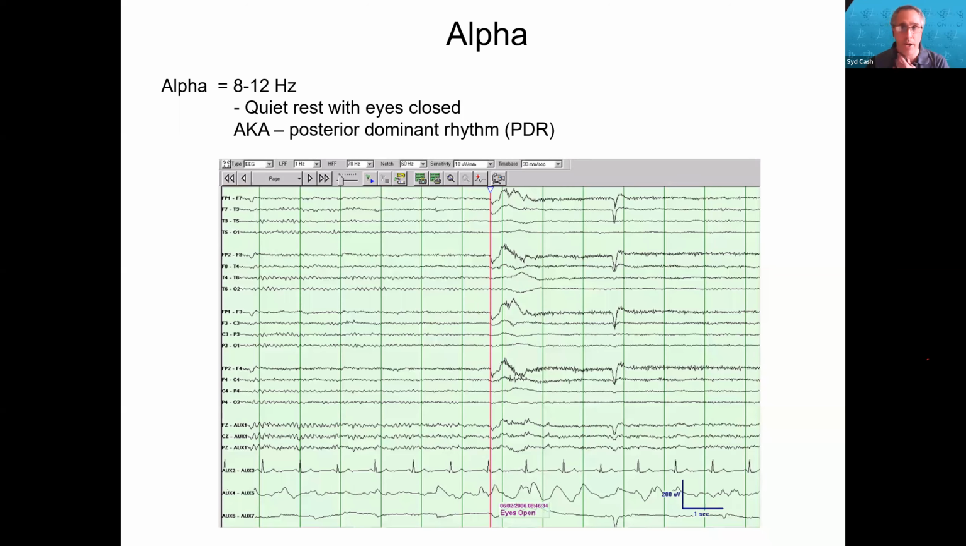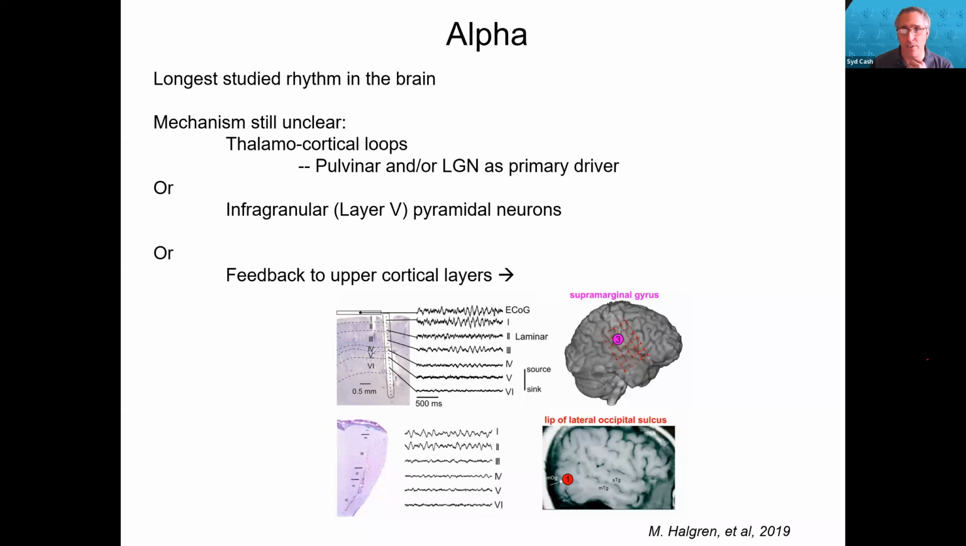Right. Now, the alpha, despite being the oldest and longest studied rhythm of the lane, the mechanisms of it are still pretty unclear at this point in time. And again, part of that might be confounded by different forms of alpha, but also because it's just a little bit trickier to look at. There's one set of mechanistic theories that really posit that the pulvinar or LGN is the primary driver of the alpha rhythm, and its projections to the occipital cortex are the main pathways through which the alpha rhythm is initiated.